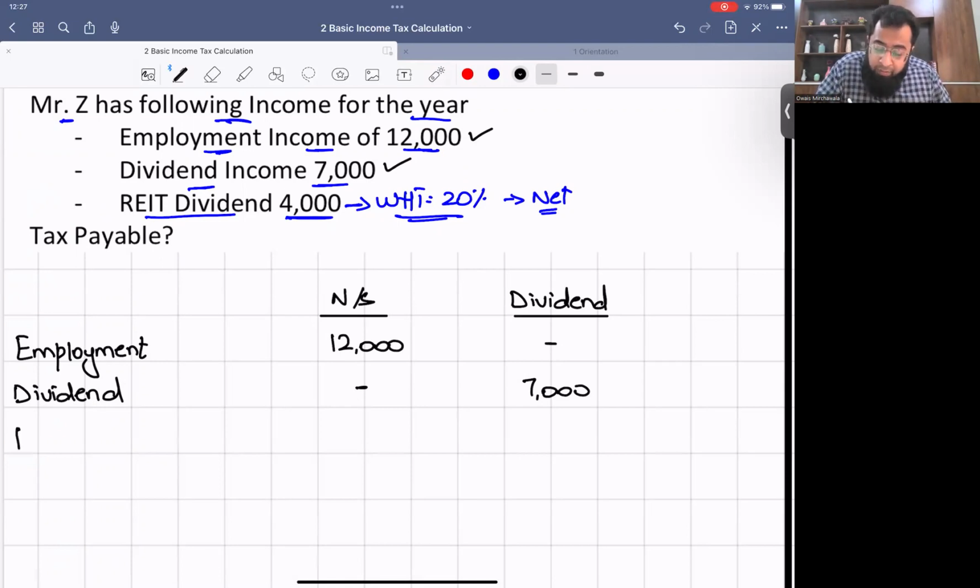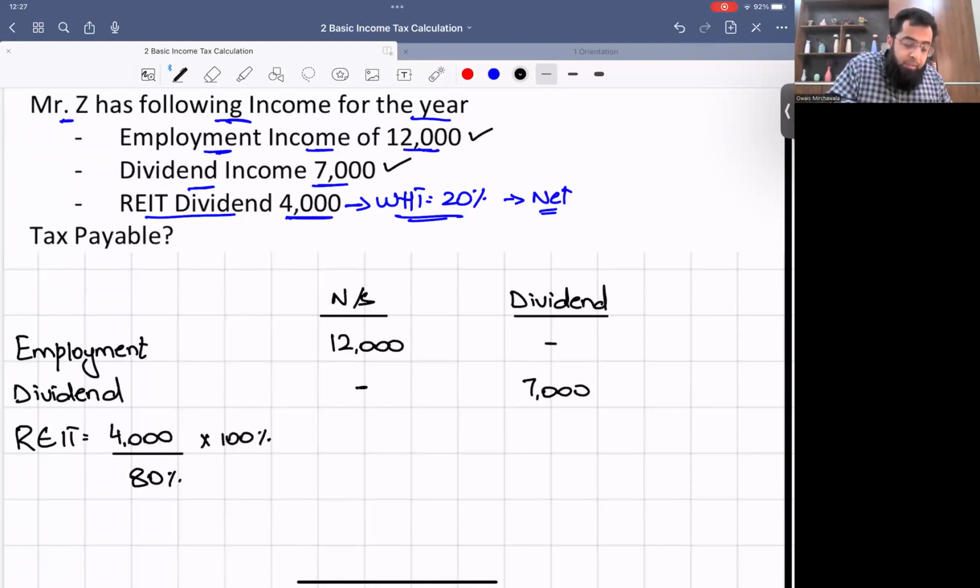And then we have real estate investment trust, dividend from mutual fund which earns from real estate market. So this is classified as non-saving income and withholding tax is 20%. So divided by 80% multiplied by 100%. So it is £5,000 gross amount.